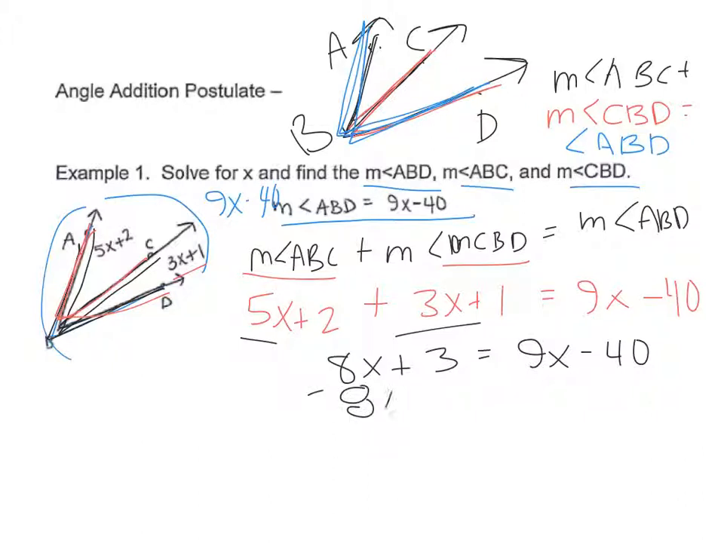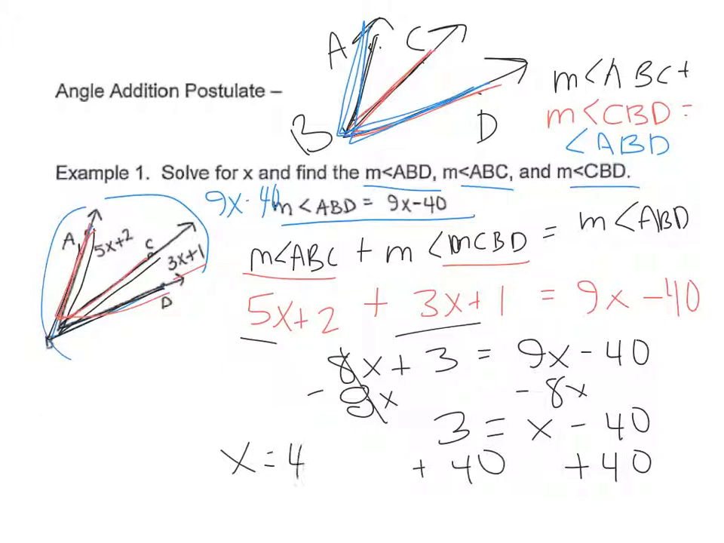Now I'm going to use the subtraction property of equality. So I have 3 equals x minus 40. Then I use the addition property of equality. So x equals 43. So if x equals 43, I need to plug in 43 here for x, and 43 here for x. So you can go ahead and plug those in and get the angle measures.